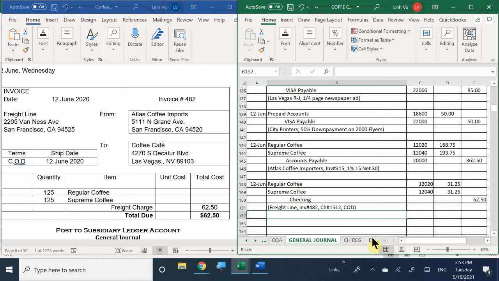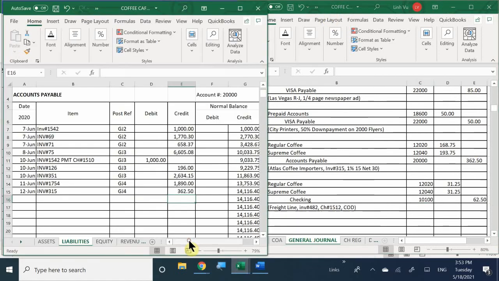Okay. So now our journal is complete. Well, actually, I didn't finish my last entry here, so account number 10100. Okay. My debits and credits match, my description is done, it's complete. So now I need to go and update my subsidiary ledger.